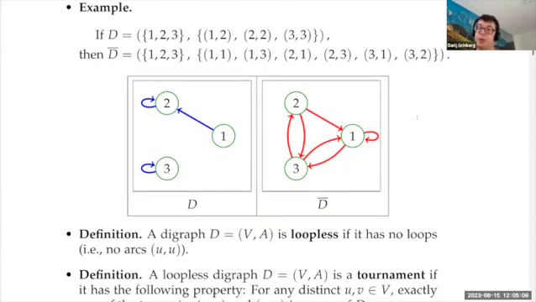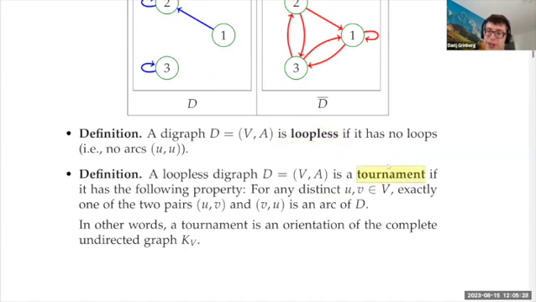Loops are not going to be important in this talk. Really, I could just as well not have them at all, but the notations for loops are somehow easier than the notations without them. Anyway, a digraph is loopless if it has no loops, so no arcs from U to U.